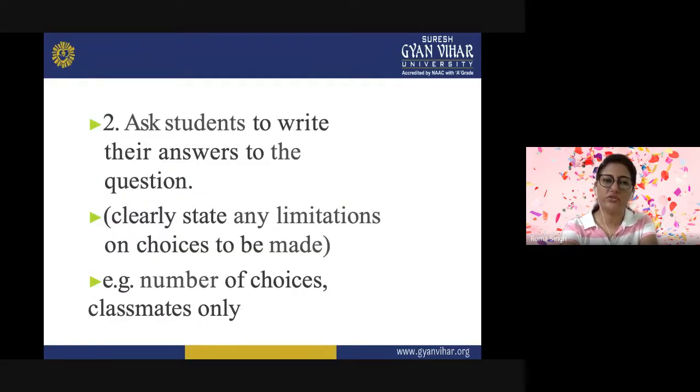Then ask students to write their answers to the question. Clearly state if there are any kind of limitations which are set by you on the choices to be made. Example, the number of choices of the classmates. You want only 3 choices, so you can limit that. So while asking that question, you should write that in that form, or you should give instructions properly.